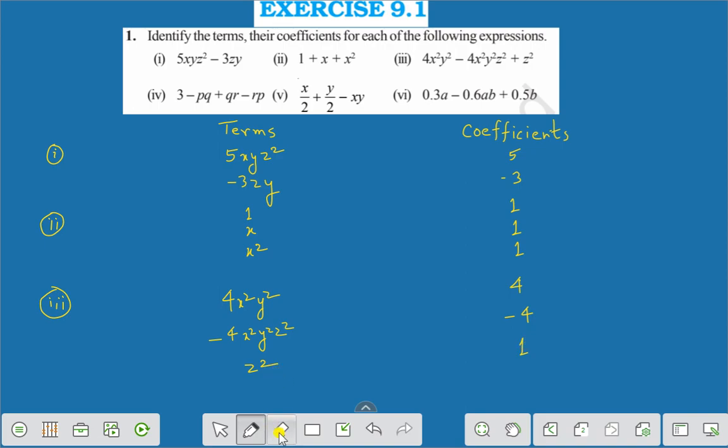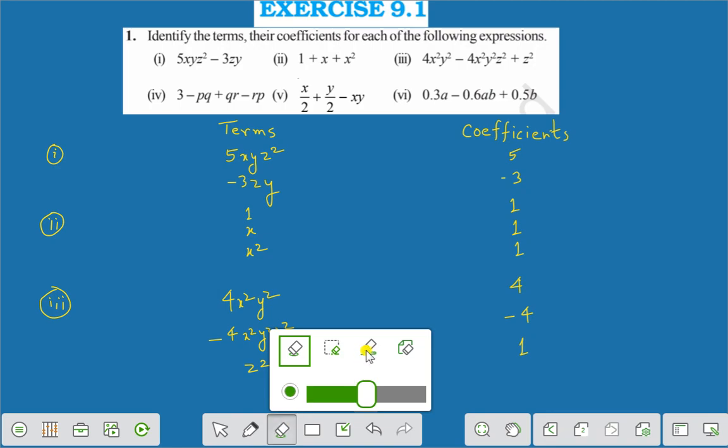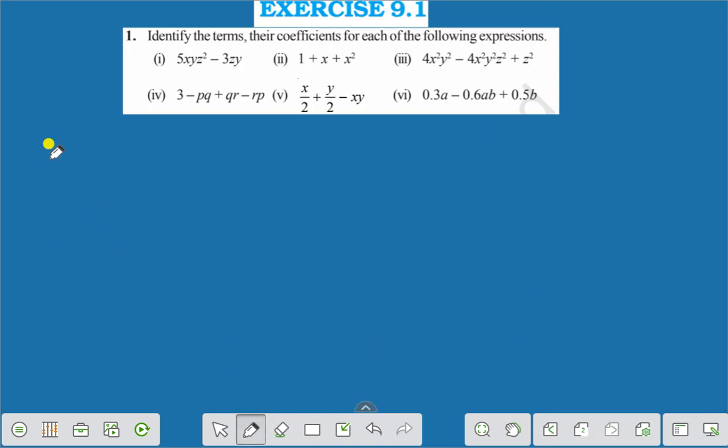Now solve question number 4. Question number 4. These are the various terms, and these are the coefficients. Question number 4, various terms are 3. Another term is minus pq. Another term is plus qr. Another term is minus rp.